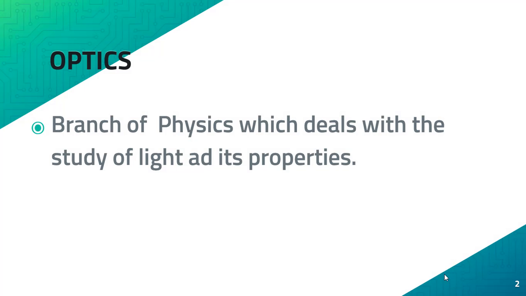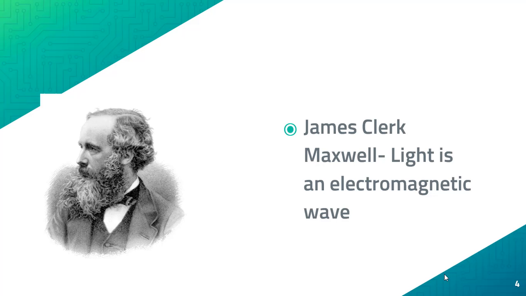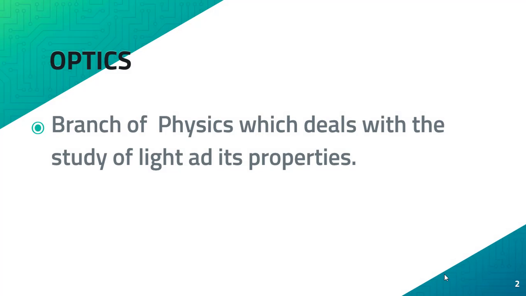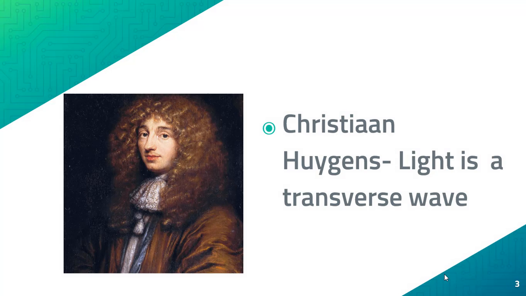Okay, optics is considered to be a branch of physics which deals with the study of light and its different properties. So we will have the different properties of light under optics. Now, before we discuss the different properties of light, let us look at the different scientists who have contributed in understanding of light.